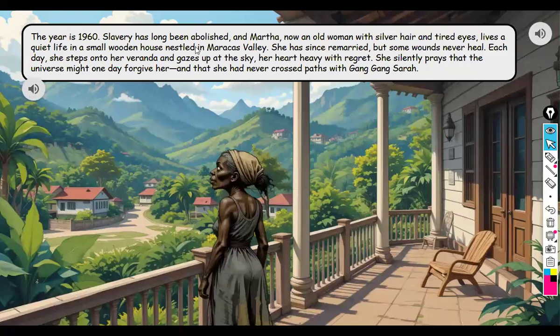The year is 1960. Slavery has long been abolished, and Martha, now an old woman with silver hair and tired eyes, lives a quiet life in a small wooden house nestled in Morocco's valley. She has since remarried, but some wounds never heal. Each day, she steps onto her veranda and gazes up at the sky, her heart heavy with regret. She silently prays that the universe might one day forgive her, and that she had never crossed paths with Gang Sarah. And that's it, guys.